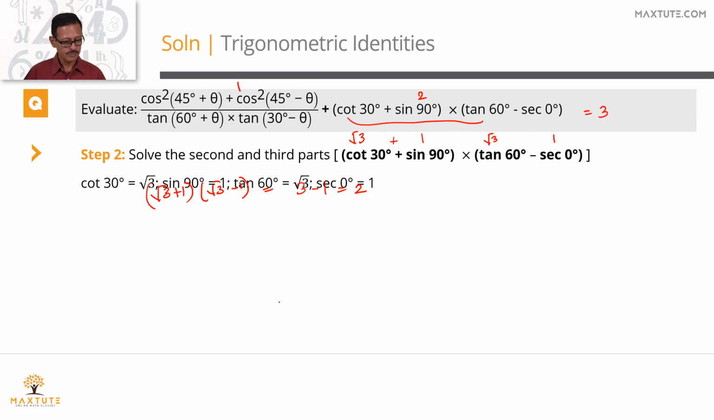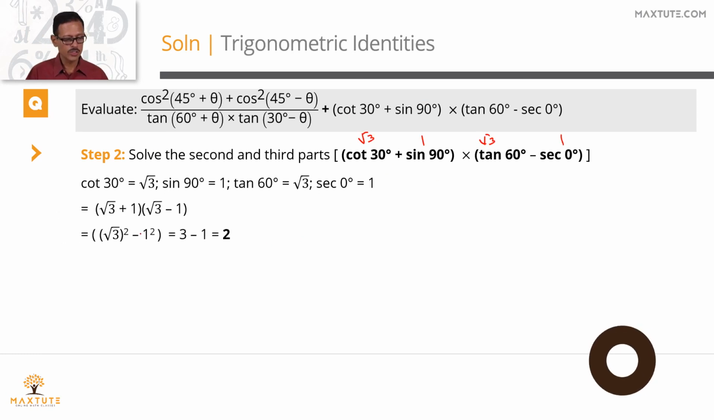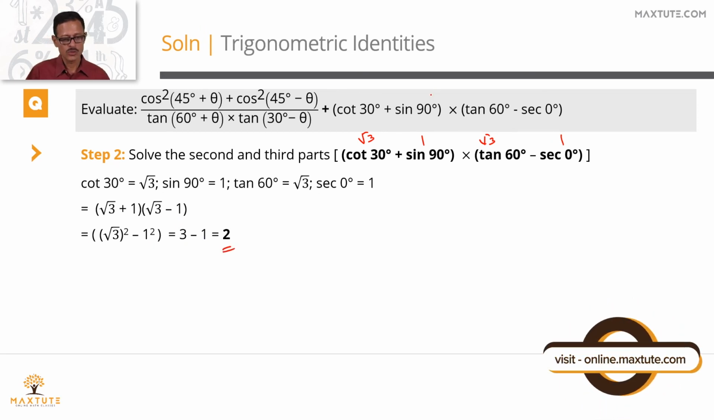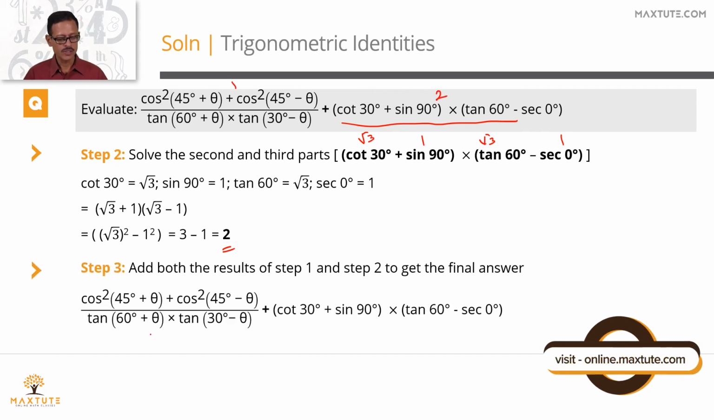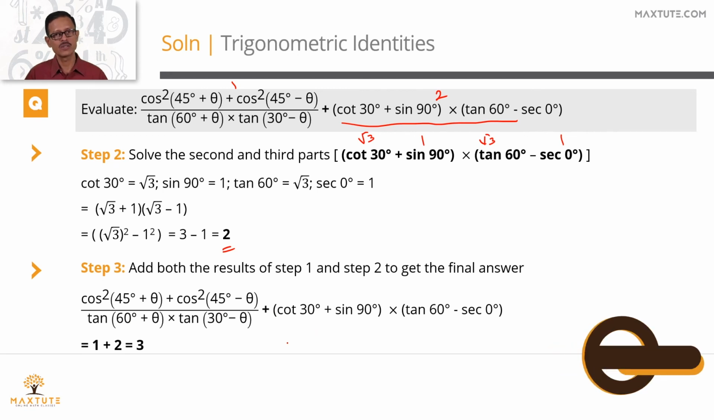Summarize it in a printed form. These are the values of cot 30, sin 90, tan 60 and secant 0. Plug that in here. So it will become root 3, 1, root 3, 1. So root 3 plus 1 into root 3 minus 1, which is root 3 square minus 1 square, 2. So this part has been evaluated to be 2. This part we computed in slide 1 to be equal to 1. So net result is 1 plus 2, which is equal to 3.